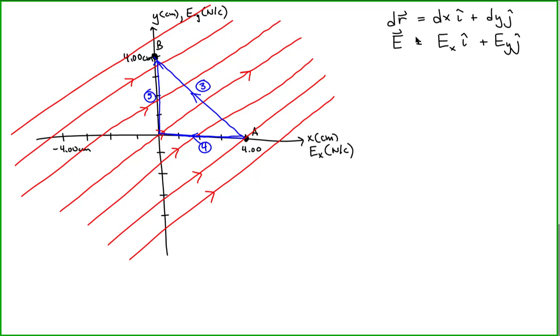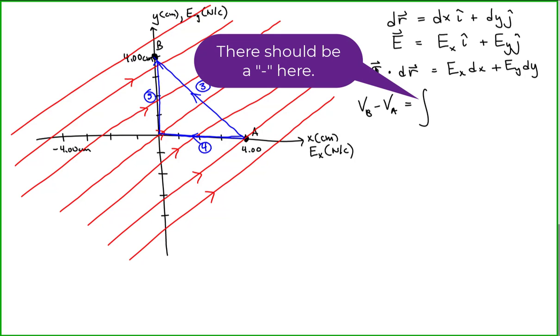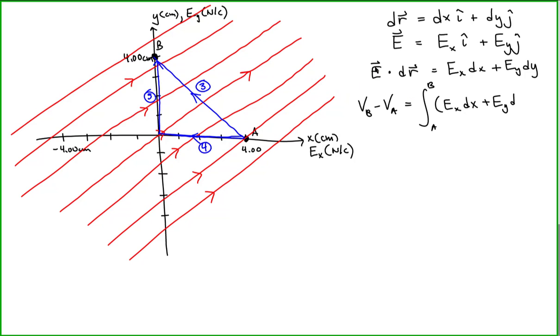Now that we have the expressions that we need for our position differential and our electric field, let's apply that to the dot product between the two. We're going to need to evaluate the dot product between the electric field and the position differential. The dot product is just going to be the sum of the products of the components of the two vectors. So we have the x component of the electric field, dx, and the y component of the electric field, dy. This means that the potential difference between the 2 points A and B, as we go from A to B, is equal to evaluating the integral of Ex dx and Ey, the y component of the electric field, dy.